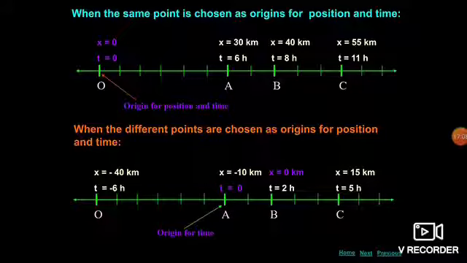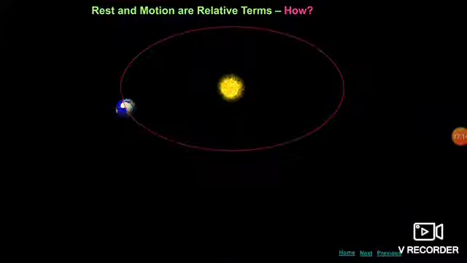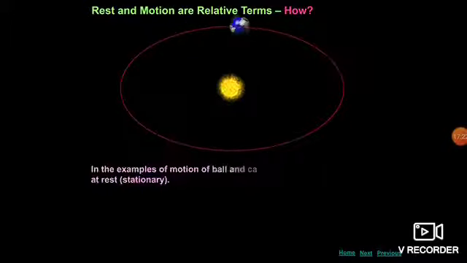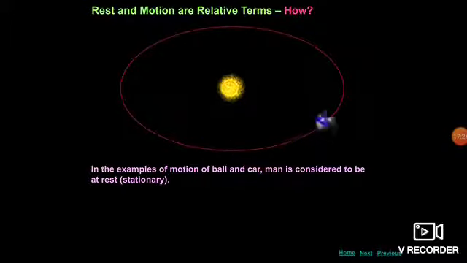We have shown origin for time at point A, and at point B we have shown origin for position. Rest and motion are relative terms. How? We will explain this. In this figure you can see that the earth is revolving around the sun. In the example of the motion of a ball and car, the man is considered to be at rest, stationary.